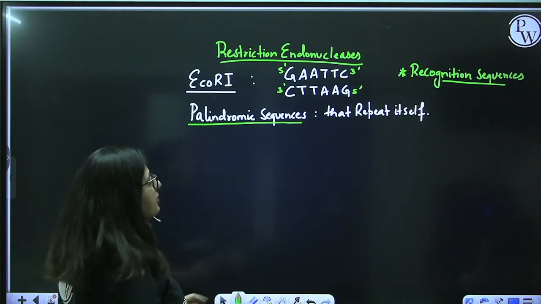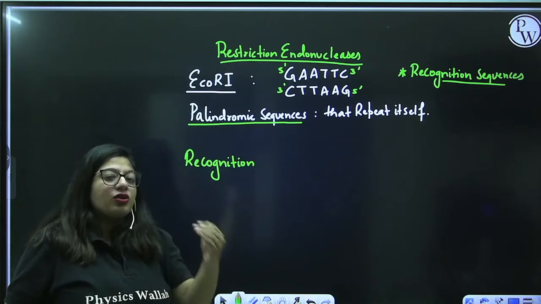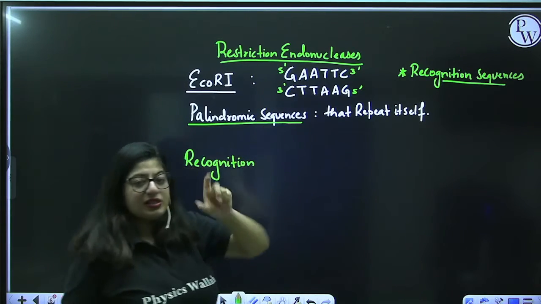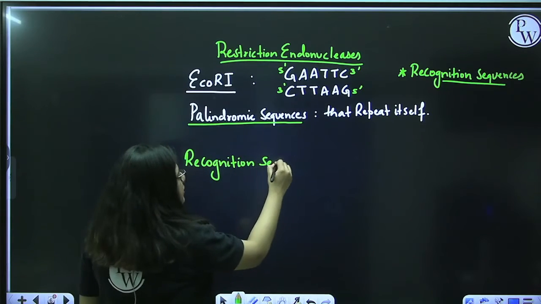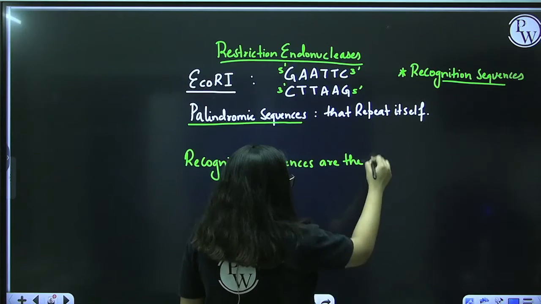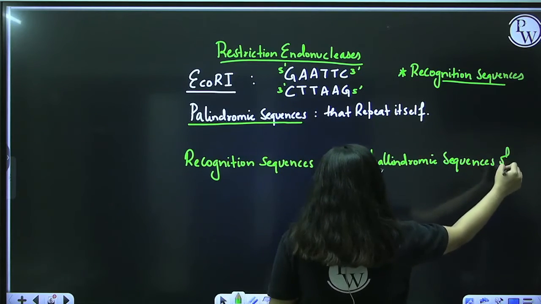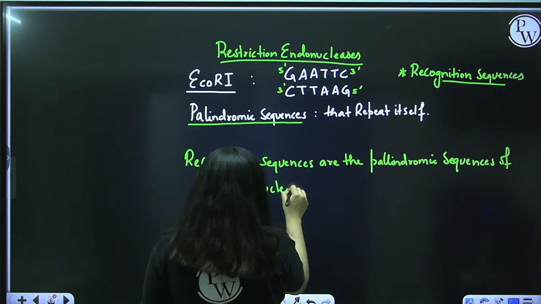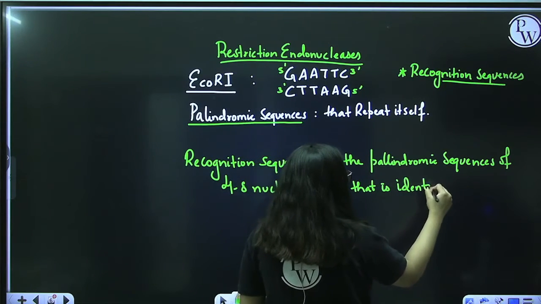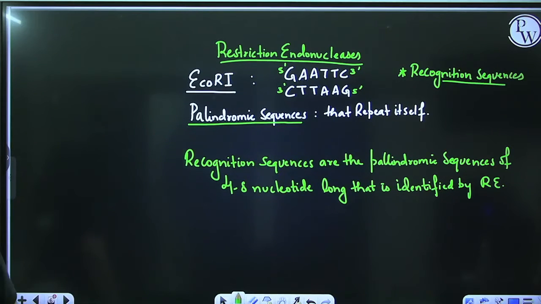So what are recognition sequences? Recognition sequences are the sequences that your restriction endonuclease recognizes in a DNA, and they are always palindromic, and they will be around 4 to 8 nucleotides long. 1, 2, 3, 4, 5, 6. It is 6 nucleotide pairs long, right? So recognition sequences are the palindromic sequences of 4 to 8 nucleotides that are identified by a restriction enzyme or restriction endonuclease. RE means restriction endonuclease, right?